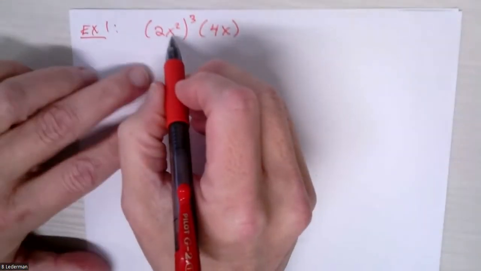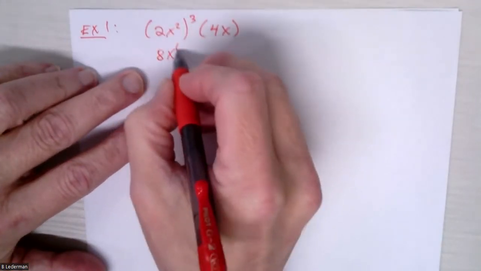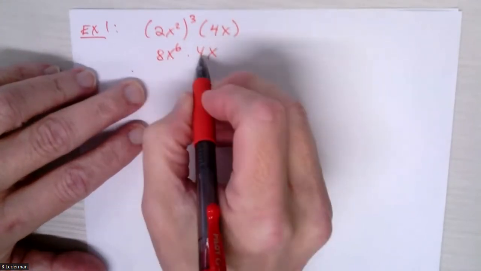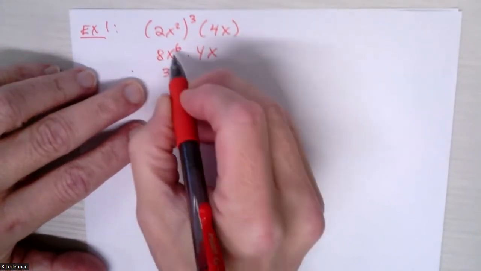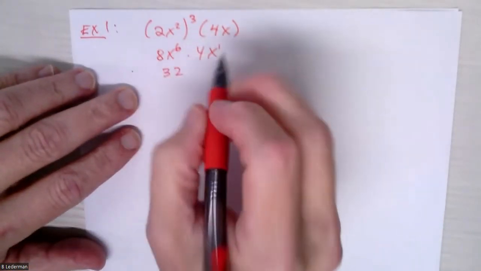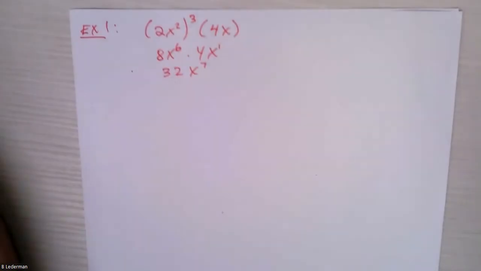So let's look at an example here. First I'm going to raise this out. So this is going to become 8x to the 6th times 4x. Now the 8 and the 4 just become 32. X to the 6th, now there's like an invisible one there. X to the 6th times x to the 1st is x to the 7th. That's my first example.